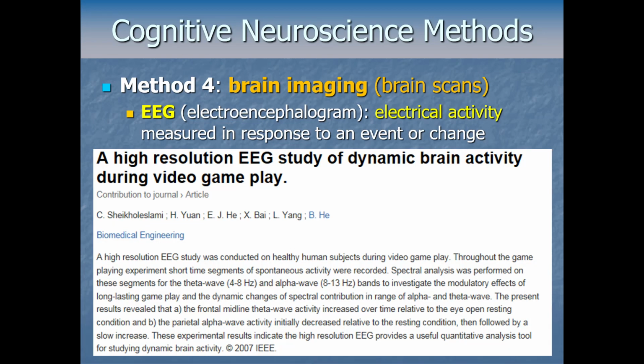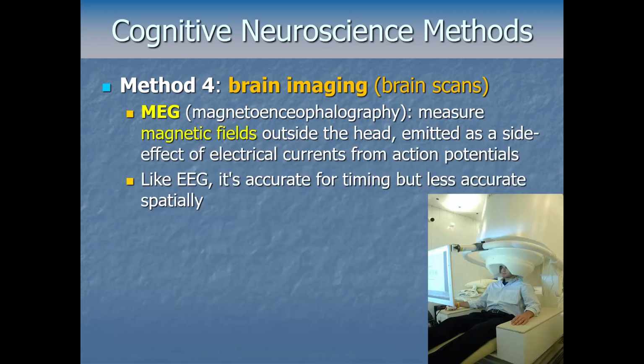So you might see cognitive psych studies like this, where they used high-resolution EEG to study dynamic brain activity during video game playing. Now, don't worry about the details here, but basically they were interested in timing information and synchronized waves of activity, brain waves, in different areas, like the frontal versus the parietal lobes, and EEG was able to give that kind of information.